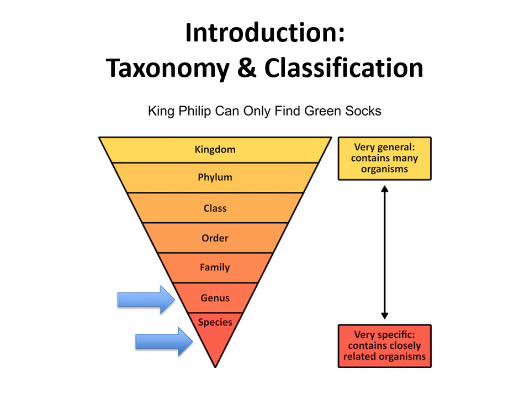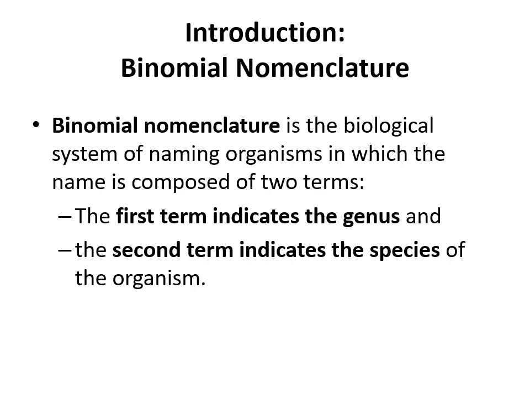This presentation will talk about the correct formatting of genus and species names. Binomial nomenclature is the biological system of naming organisms in which the name is composed of two terms. The first term indicates the genus, and the second term indicates the species.